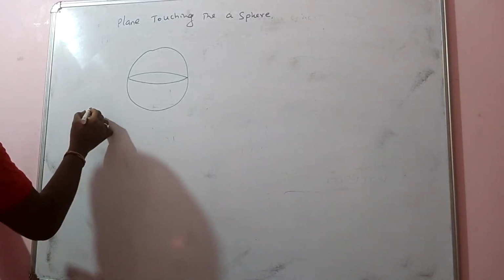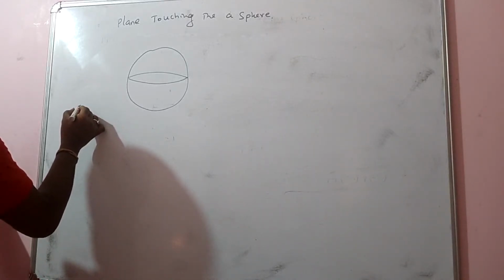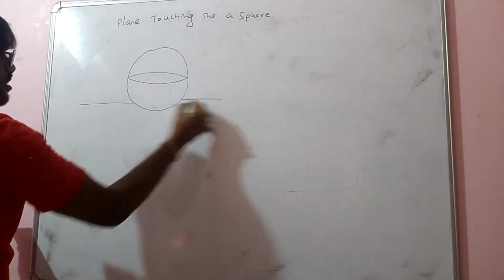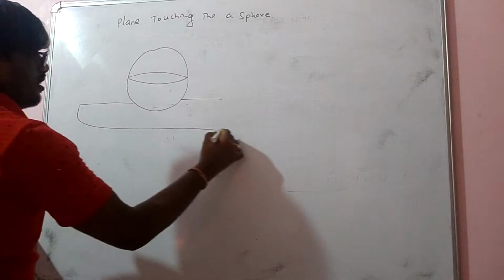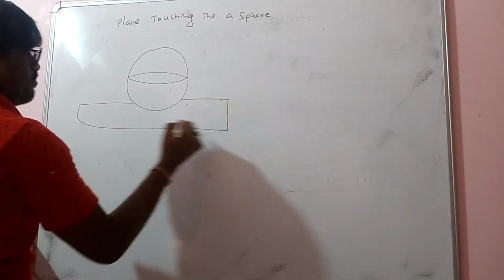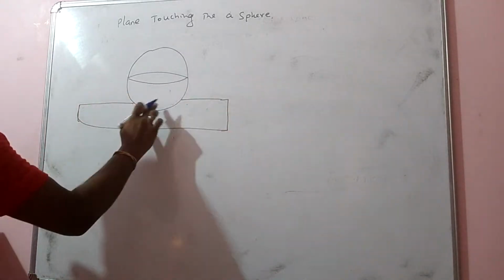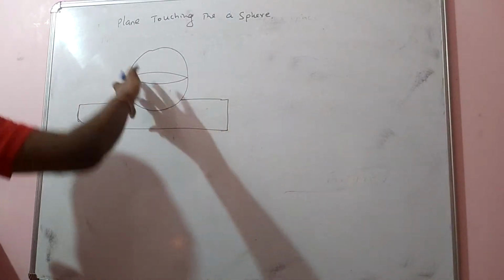And there you have a plane, and the plane is touching, not cutting. Try to understand this. This is touching, not cutting. The plane is touching the sphere, not cutting the sphere. Cutting is when it goes inside, but here it is only touching.